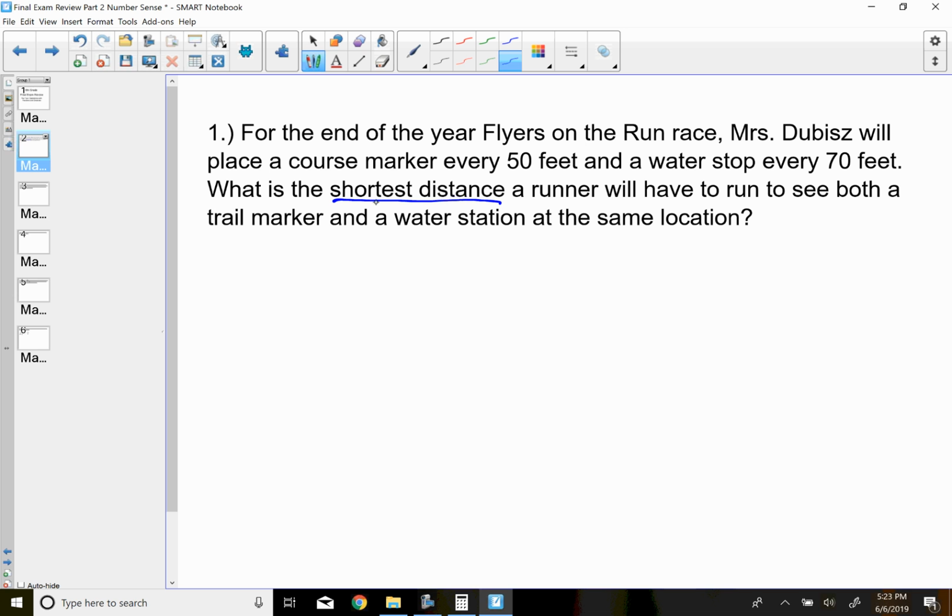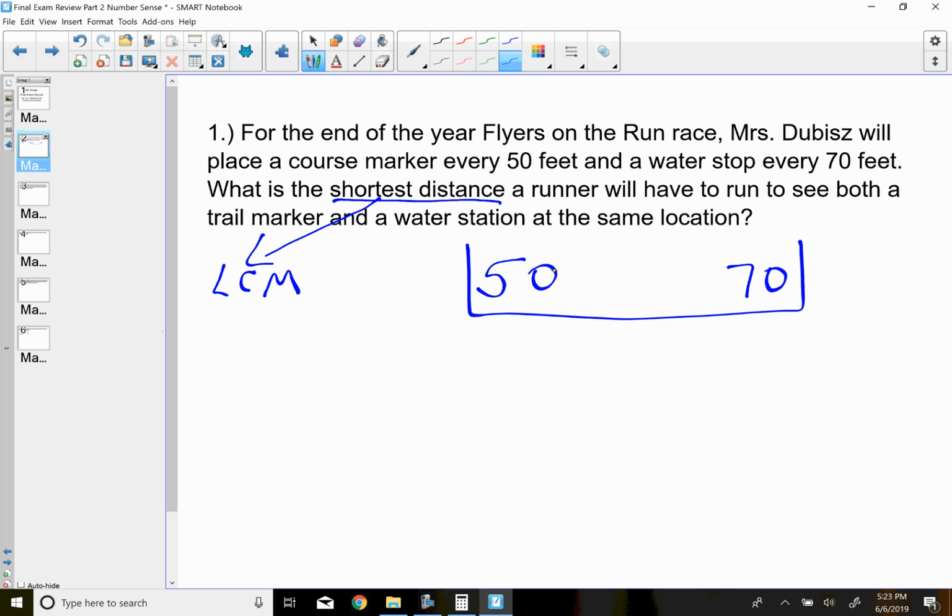So shortest distance wouldn't be greatest common factor. Shortest would deal with least common multiple, or LCM. So I'm looking at every 50 feet and every 70 feet. So I can see that 50 and 70 both end in a 0, so they definitely share a 10. Let's see, 50 divided by 10 would be 5, and 70 divided by 10 would be 7. So there's my second layer of my cake. You always want to check that the second layer can't be simplified anymore.